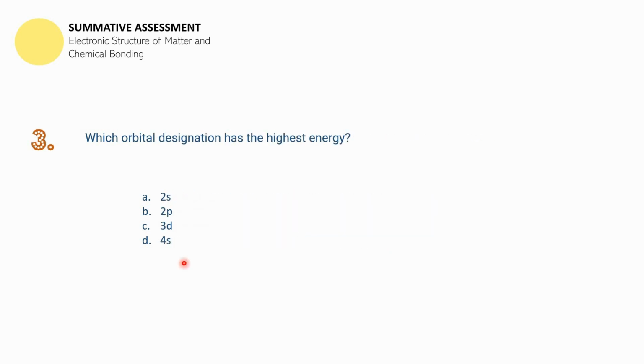Which orbital designation has the highest energy? A, 2s, B, 2p, C, 3d. I'm sorry about that. And D, 4s.